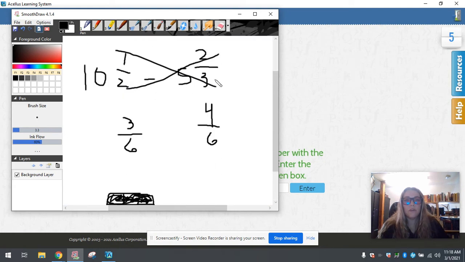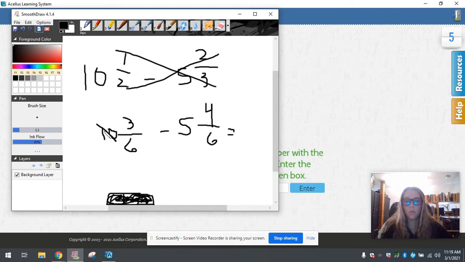All right, we've got our common denominators. Bring down my whole numbers and my subtraction sign. So now I'm doing 10 and 3/6 minus 5 and 4/6. Now again, I'm trying to take away this 4 from the 3, which I can't do because I'll get a negative number. So I'm going to borrow from this whole number here.